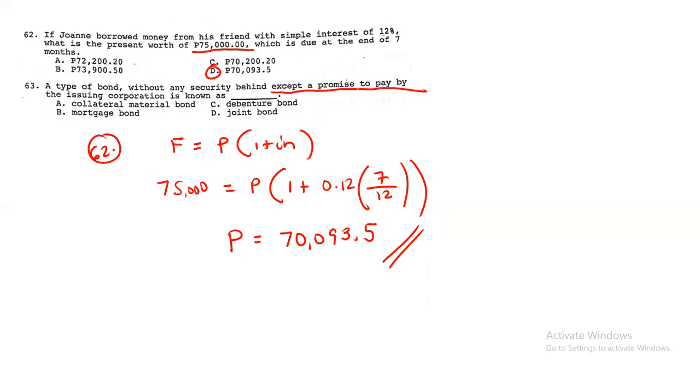So, anong type ng bond yan? So, pag ganyan, without any security and behind except a promise to pay, the debenture bond.